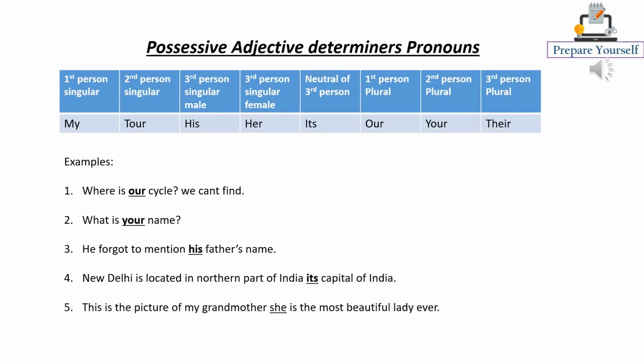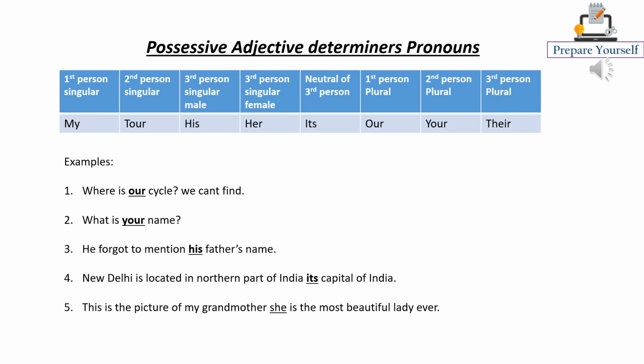Possessive pronoun. We are going to learn possessive adjectives, determiners, and pronouns, and the rule we have to remember is it is always followed by the noun. What is the rule? It is always followed by the noun. Let's have a look at the example.